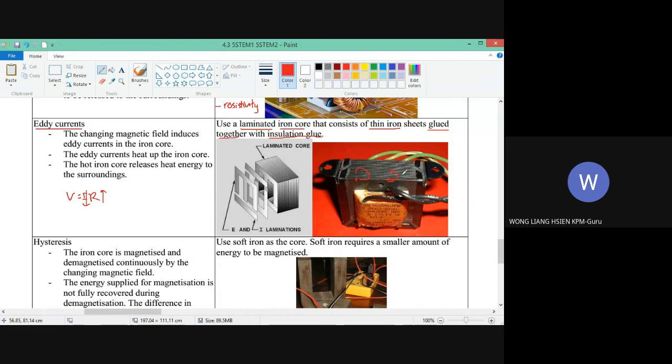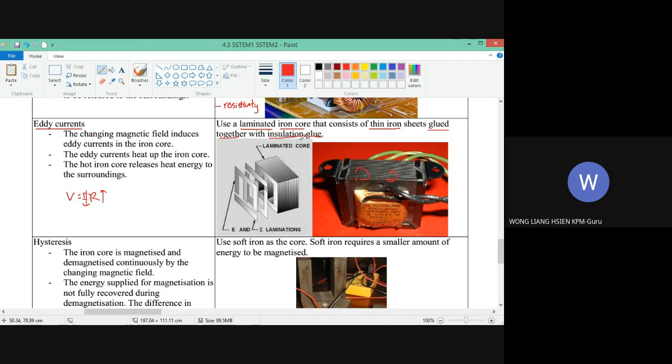You can see from this picture that the core consists of thin sheets of iron all stuck together. The glue is insulation glue. So that means every piece of the iron does not conduct to the others. There is no electricity that can flow between them. You see or not?